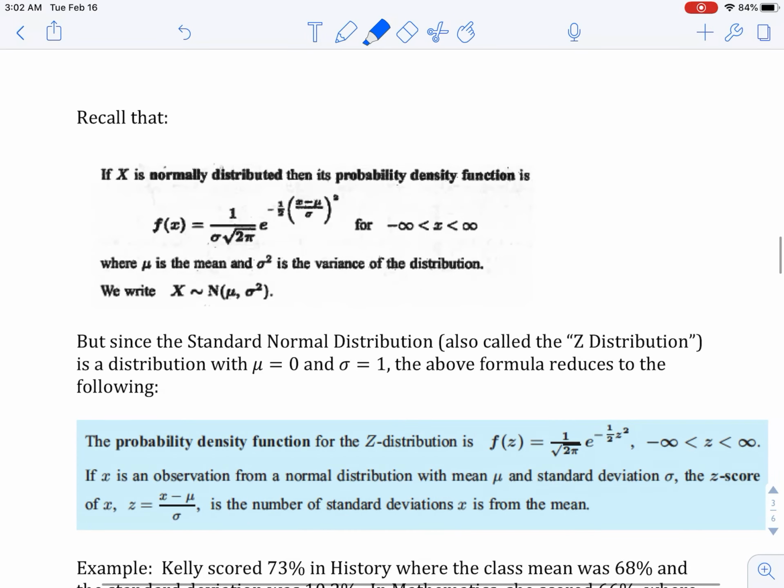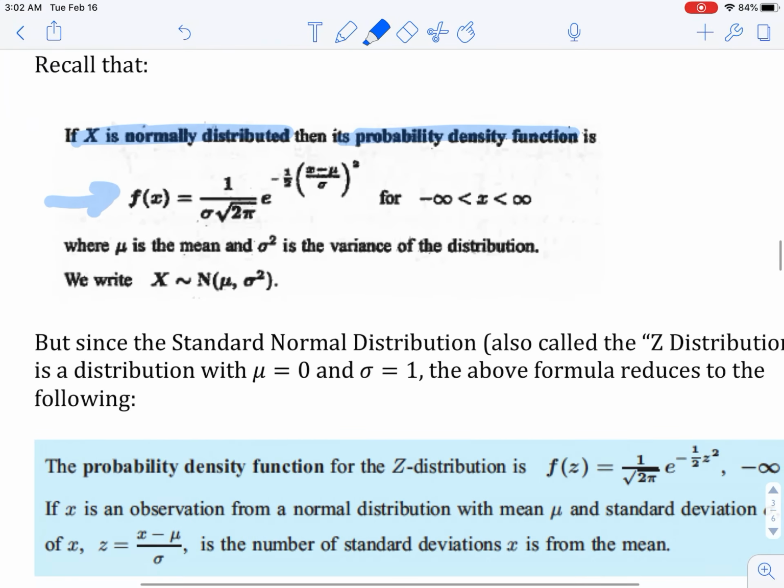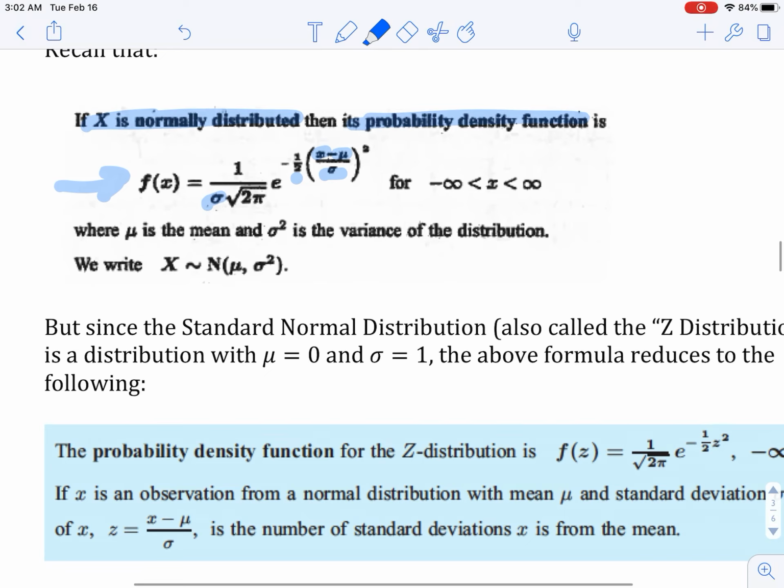before we wrap up, remember when we talked about the formula for the probability density function for a variable that's normally distributed. It's kind of this really complicated equation. It was 1 over sigma times the square root of 2 pi times e to the negative 1/2 times x minus mu divided by sigma, squared. So this is for a general continuous variable that is normally distributed.